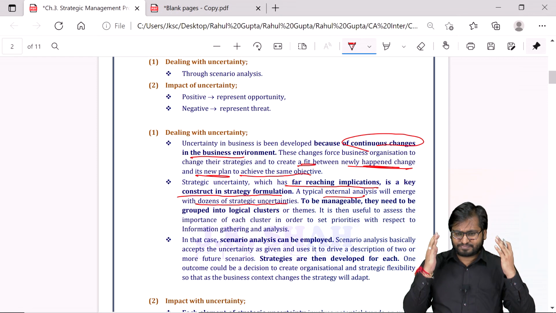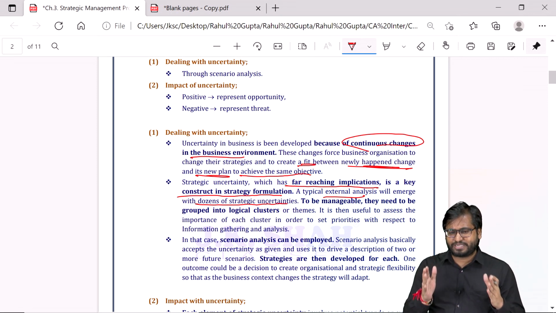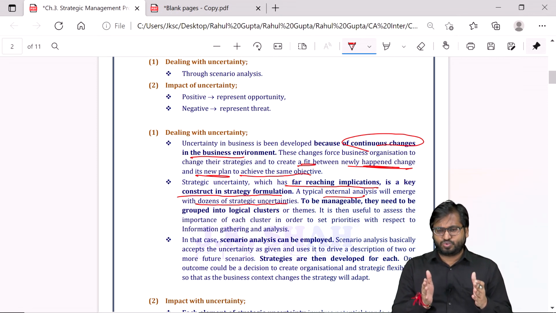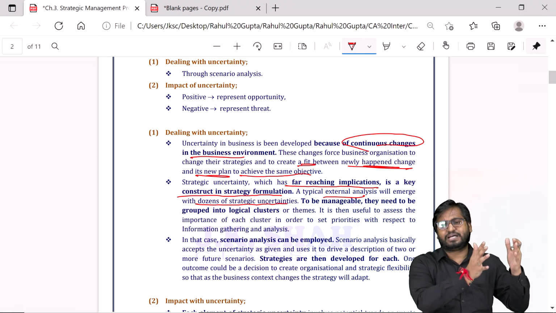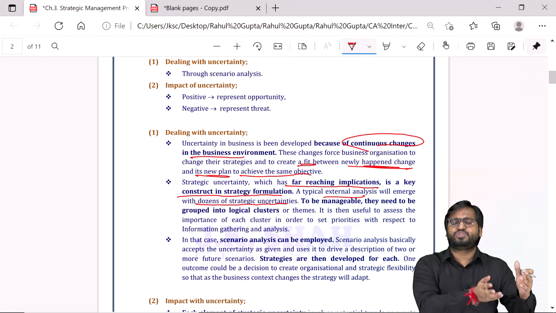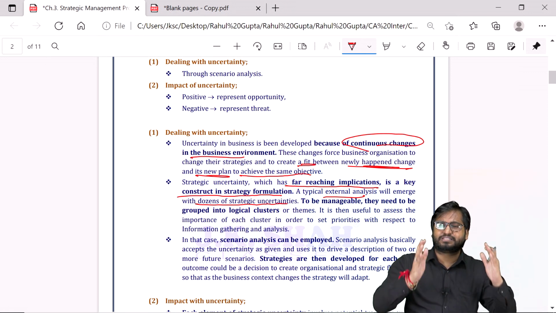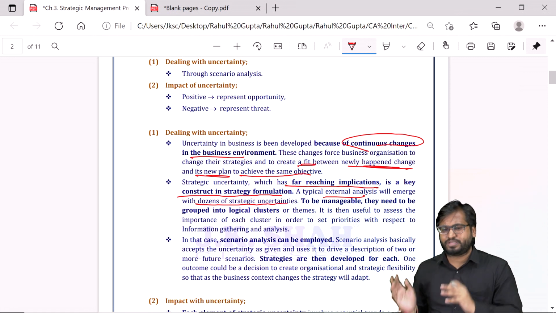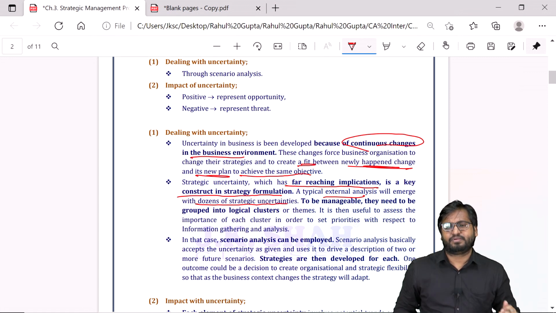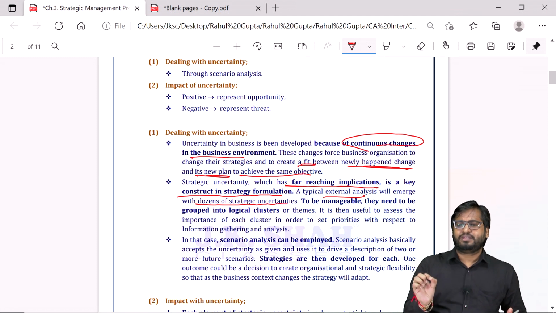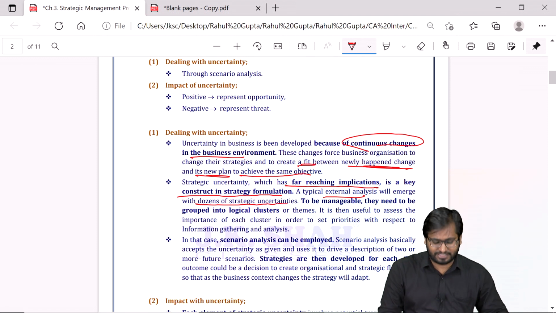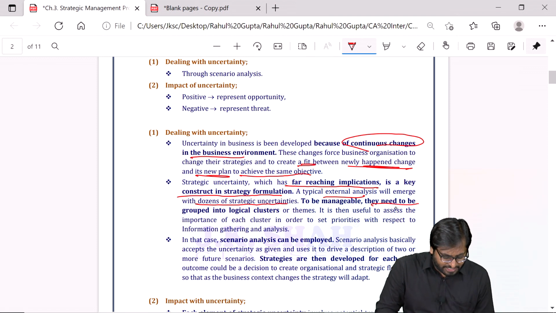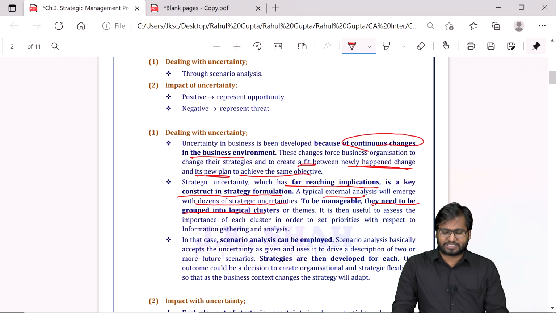So as top level management, our job is to group them into clusters. These are the uncertainties which we can deal with in this way. These are the uncertainties we can deal with in this way. So we'll have to group them. We'll have to make a cluster so that we can discuss and decide what is to be done for this uncertainty. So to be manageable, they need to be grouped into logical clusters.